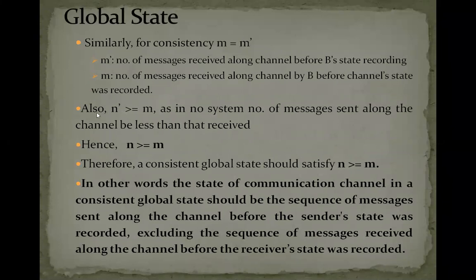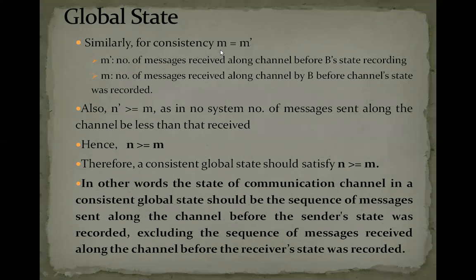Similarly, from the receiving point of view, the consistency condition is that m should be equal to m dash, where m dash is the number of messages received along the channel before B's state recording, B state की recording इससे पहले की, and m is the number of messages received along the channel by B before the channel's state was recorded. So it should be equal. M should be equal to m dash.